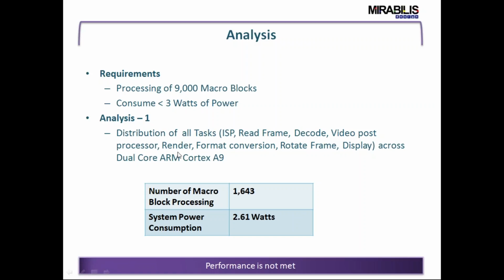Initially, we'll be running everything on the application processor itself. So running all our ISP, read frame, decode, video post-processing, rendering, and all that, all these tasks are directly mapped onto the application processor, which means running the system as the software part of your system itself. We have noticed that the number of macro blocks processed is about 1,643, whereas system power consumption is about 2.6 watts. Even though power consumption is meeting our requirements, performance is very poor.